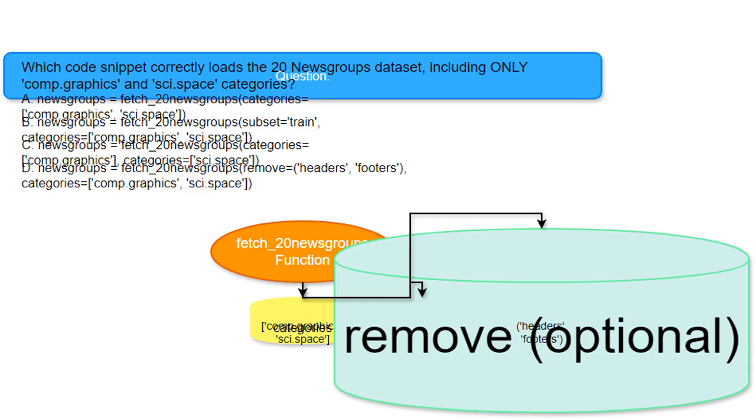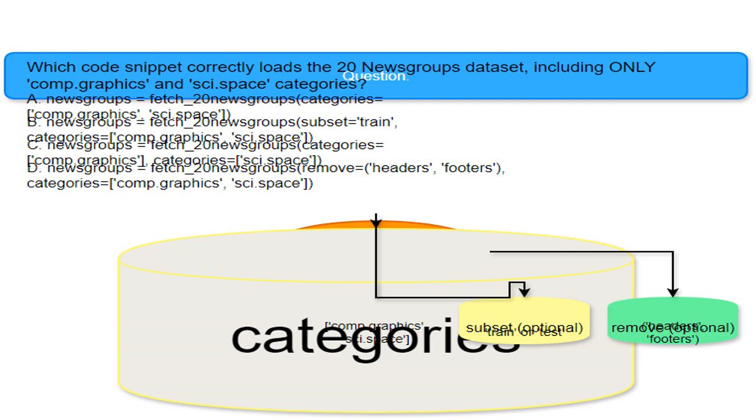This is another optional parameter for `fetch_20newsgroups`. I use it to remove things like email headers and footers from the newsgroup articles in the loaded dataset. It's useful for cleaning up your data, but it doesn't directly affect which categories are selected. You can remove headers and footers using a tuple. Headers, footers. This is a Python list that contains the names of the specific categories from the 20 newsgroups dataset: comp, graphics and space. These are the categories you want to include in your dataset. The categories parameter takes a list like this one to tell it which categories to include.